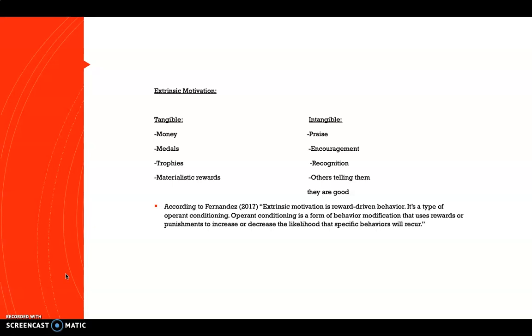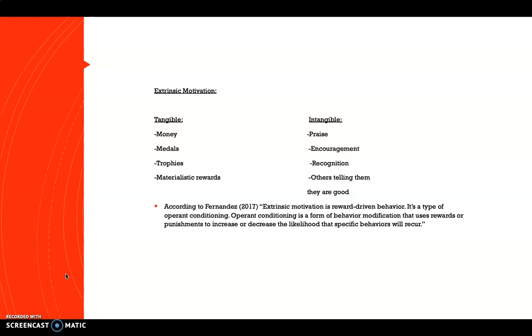Saying it a different way. So your tangible ones are stuff like money, medals, trophies, anything that you can touch really. Your intangible ones are more praise, encouragement, recognition, so others telling you that you are doing a good job will then motivate you. According to Fernandez 2017, intrinsic motivation is reward-driven behavior. It's a type of operant conditioning.